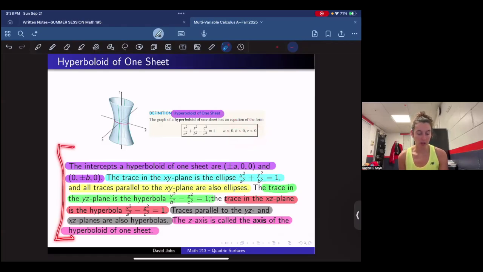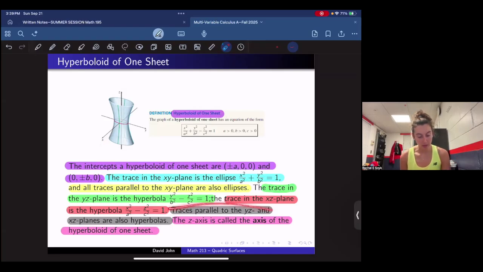These are some of the characteristics. Intercepts plus or minus a, 0, 0, and 0, plus or minus b, 0. Our trace in the xy plane we have as follows, and all traces parallel are ellipses. Trace in the yz plane we have as follows, and the trace in the xz plane is the hyperbola. So our xz plane, right, this is where our hyperbola is.